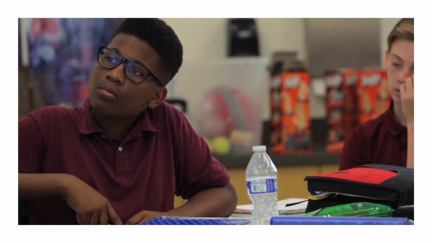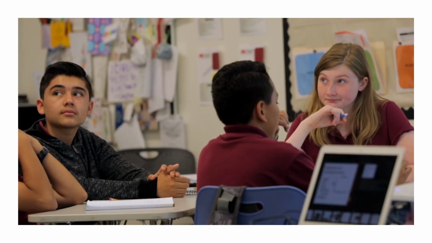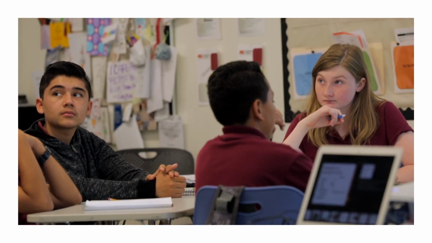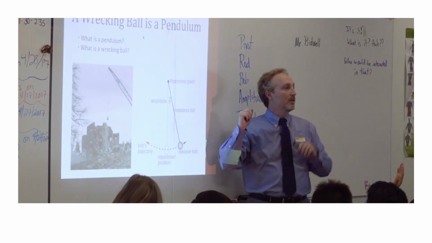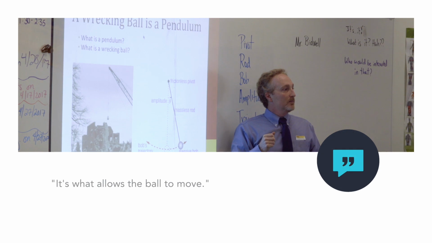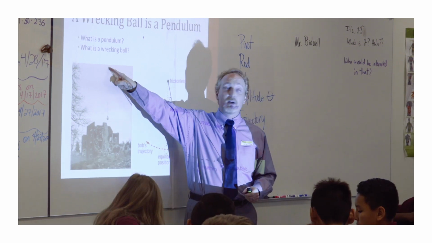So there's some words that go along with that. So if you look on the board up here, I've written them down so we can use them today. But all pendulums have a pivot. Does somebody want to describe to me what a pivot is? What do you think? It's like what allows the pendulum to move. Perfect. It's where it's attached, right? That's where it's attached. There's our pivot right there.